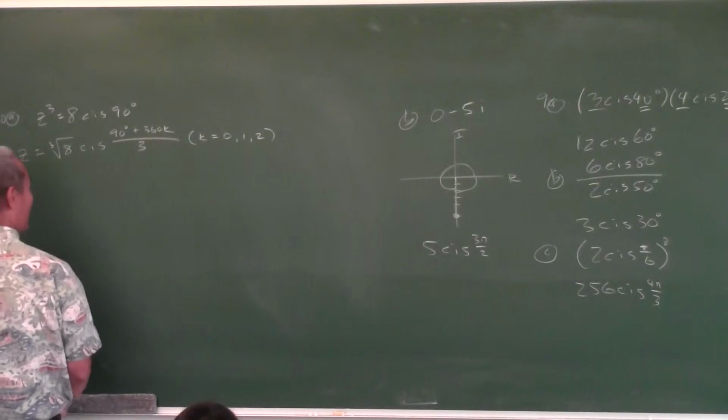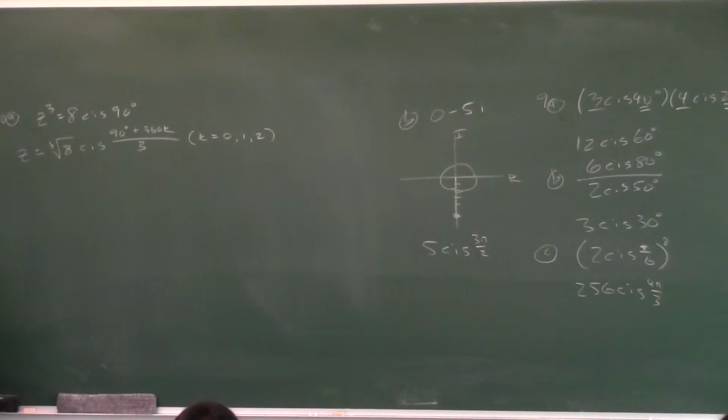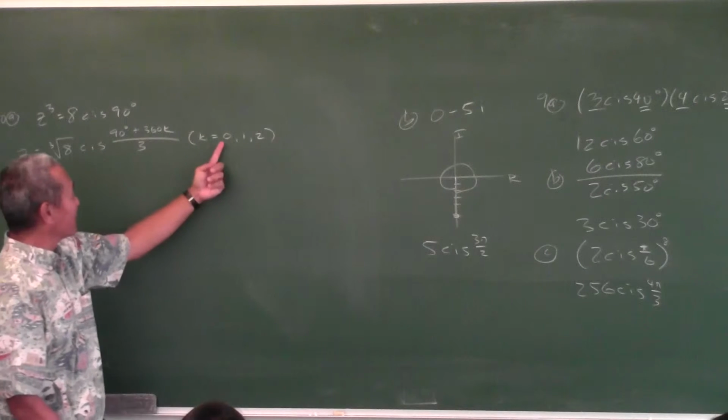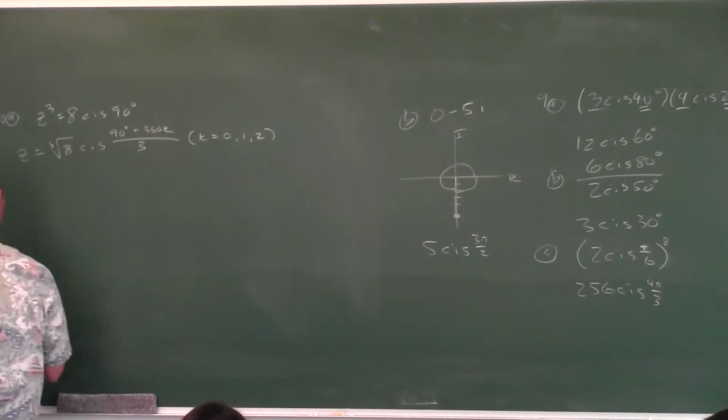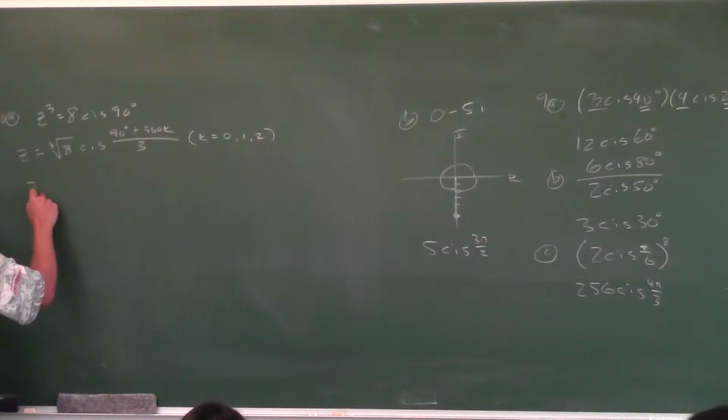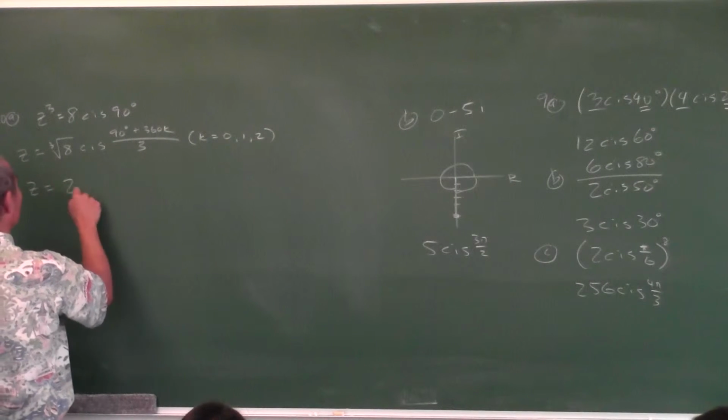How come I stopped at 2? Yeah, because that's n minus 1. So if n is 3, then n minus 1 is 2. But that's how you get 3 answers, right? You plug in these 3 numbers. So your first answer, cube root of 8 is 2.